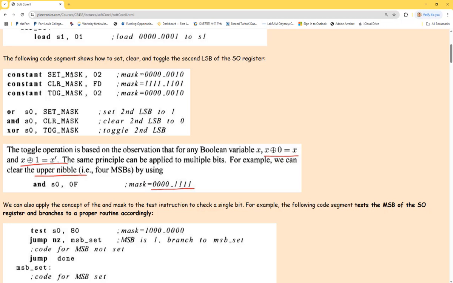Right? So for this one, you can see it's called the set mask. For the set mask, it's basically a byte, but has a 1 at bit 1. And when it does OR logic with S0, it sets bit 1 of S0, but all the rest of the bits are not changed, because 0 OR something is still that thing, right? But 1 OR something will set it.